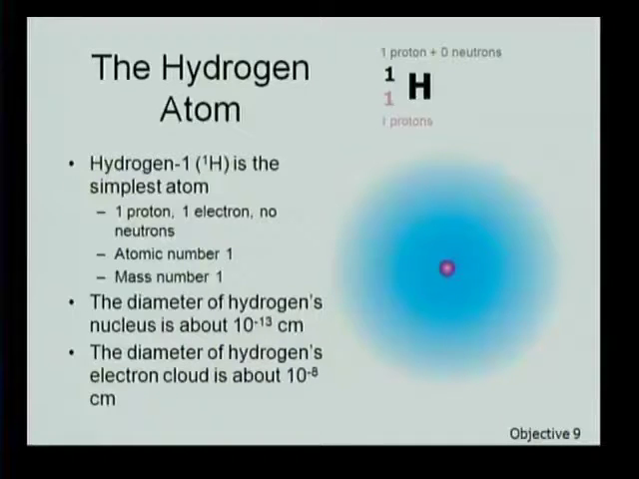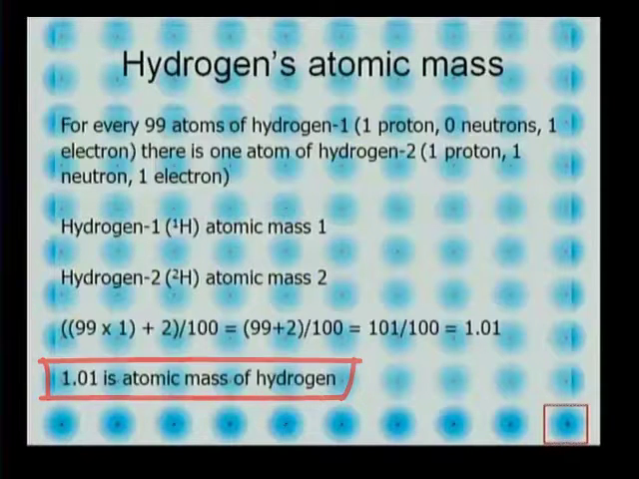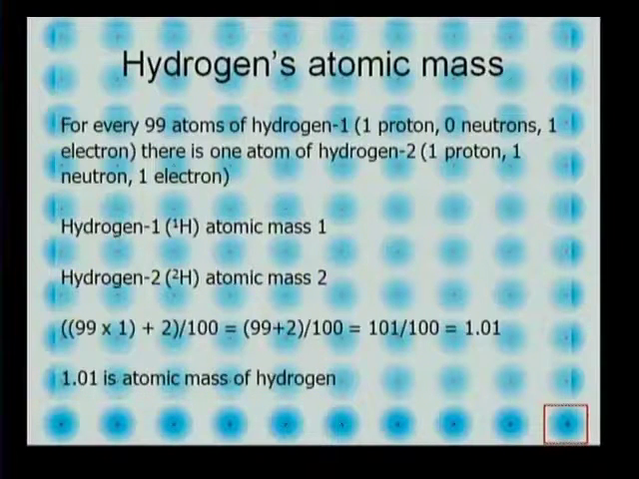Now, returning to that hydrogen atom, we notice that the most common kind of hydrogen atom, or hydrogen 1, has no neutrons, just 1 proton and 1 electron. Hydrogen's atomic mass, however, if we look at the periodic table, is 1.01. And we're showing in this slide how it is that we got to that.